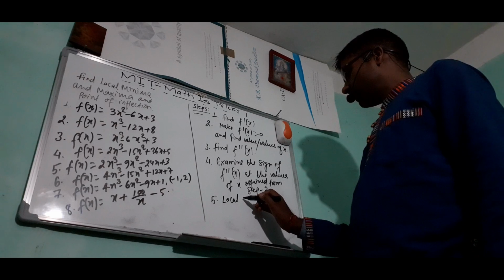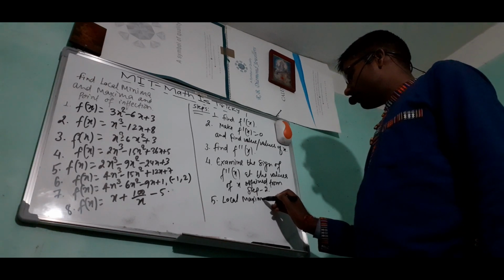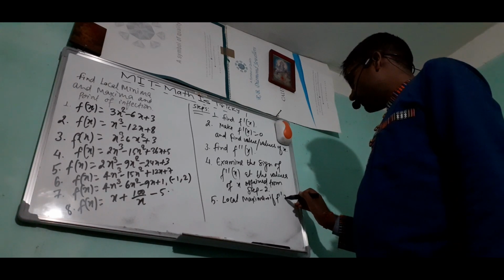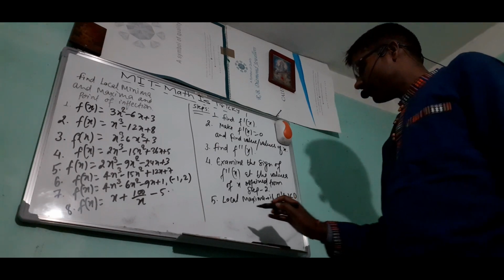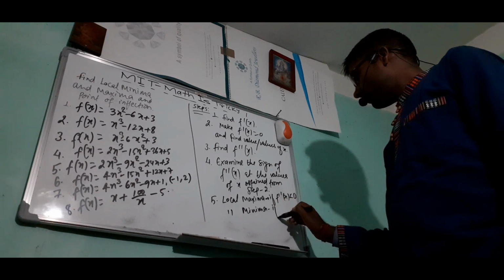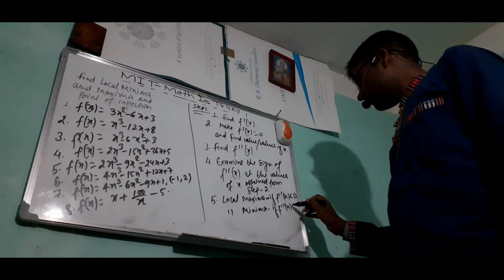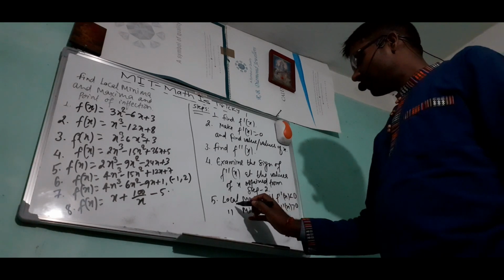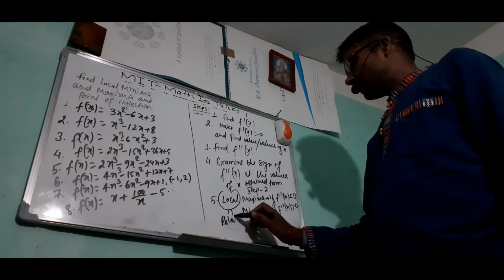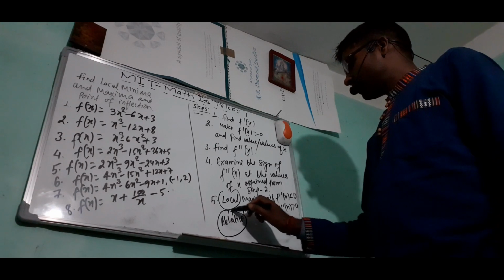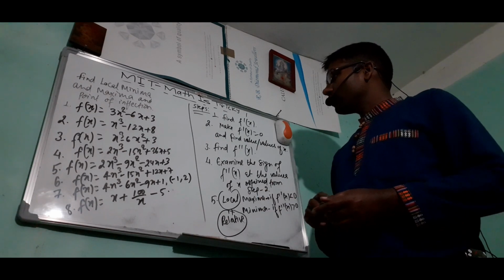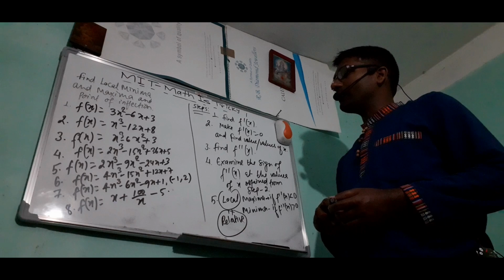Then the fifth step is the conclusion: local maxima if the second derivative is less than 0, local minima if the second derivative is greater than 0. Sometimes local is also called relative, so remember this. The word relative will sometimes be used for local. So if you follow these 5 steps, I'm sure you'll have the answer.